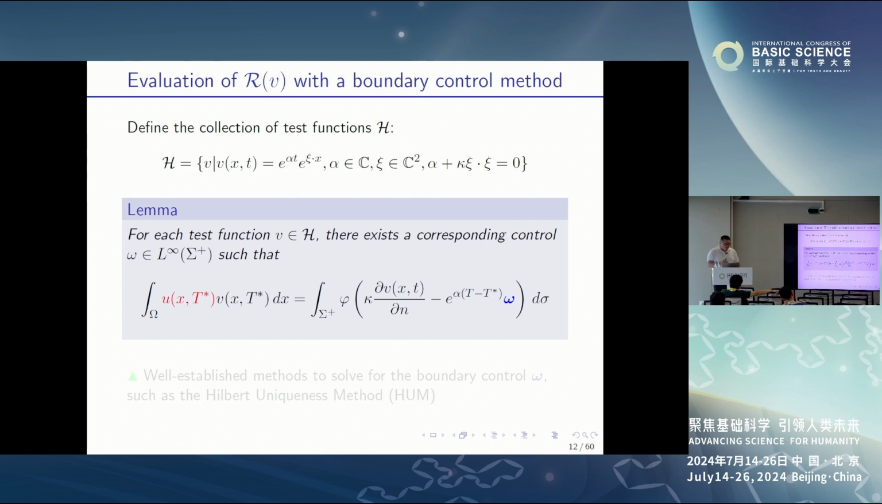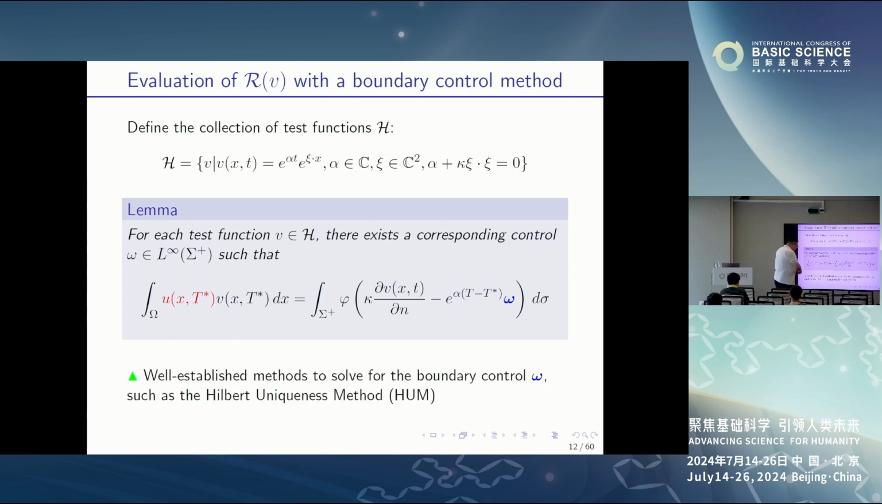Just a short remark here. This lemma only gives us the existence, so we can find one boundary control such that this identity holds. But how to find it? Because we're gonna do real calculation. When the data comes in, we need to run some calculation and tell where the source location is, where the pollutant is. So we need to do the calculation.